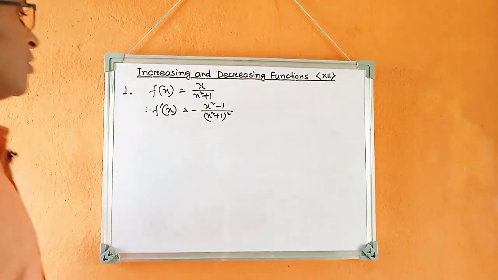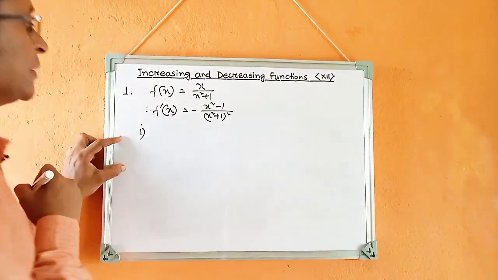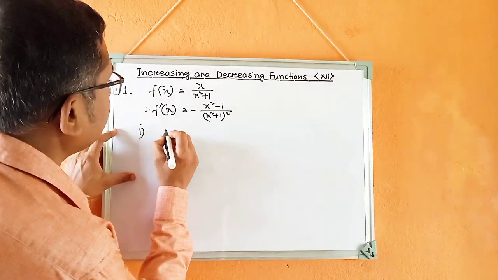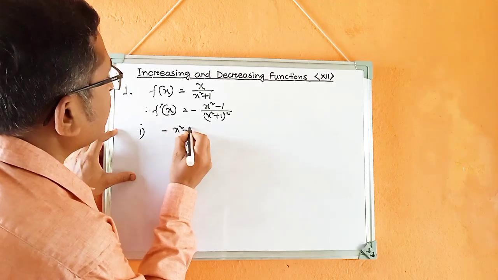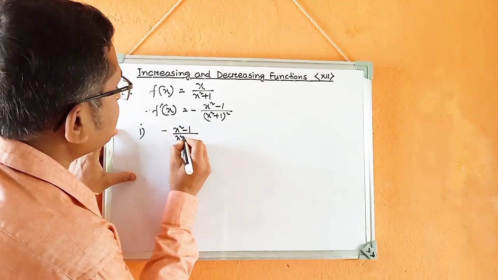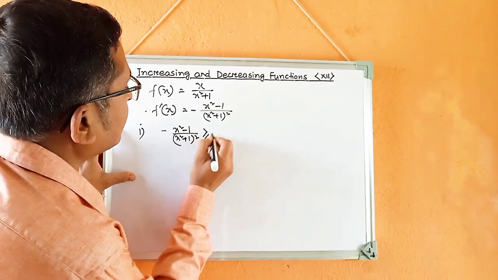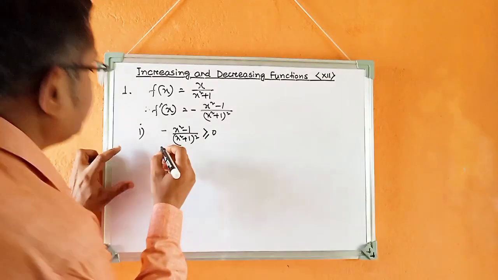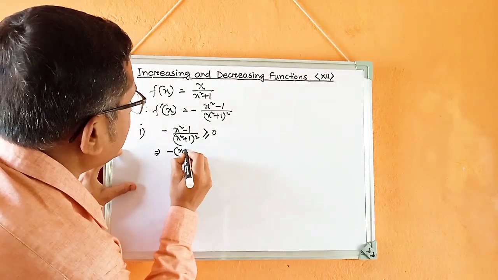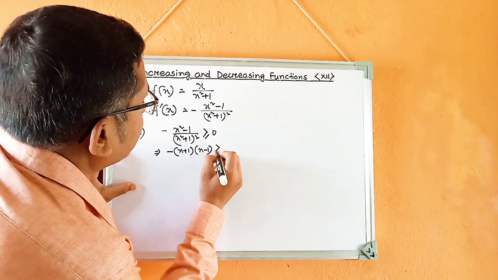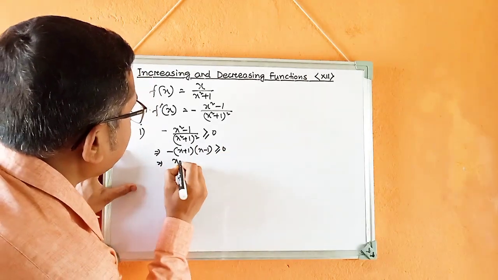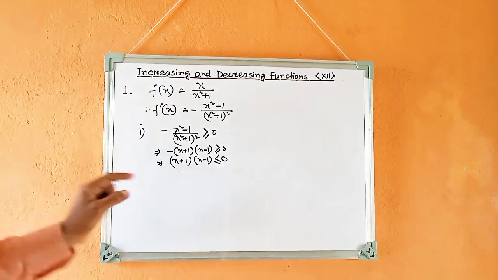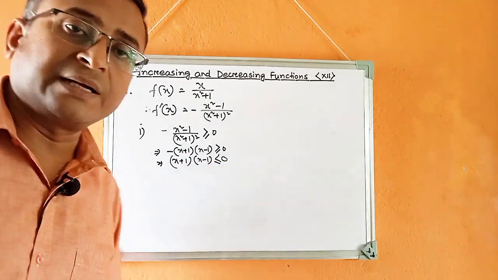Now see, case number 1. In case of an increasing function, f dash x is greater than or equal to 0. That means we write minus (x square minus 1) divided by (x square plus 1) whole square is greater than or equal to 0, to find the increasing interval. So minus of (x plus 1)(x minus 1) is greater than or equal to 0. So (x plus 1)(x minus 1) is less than or equal to 0. We get this condition.